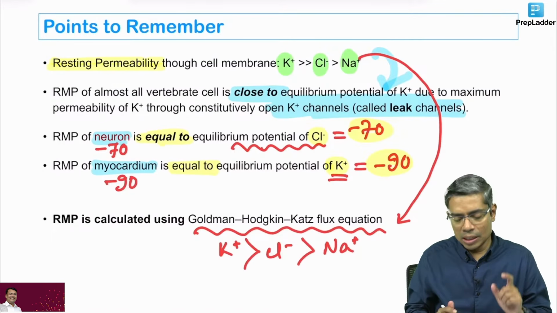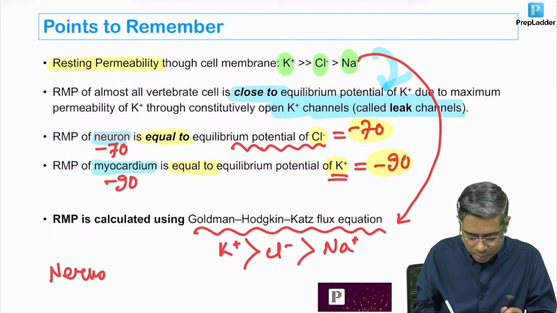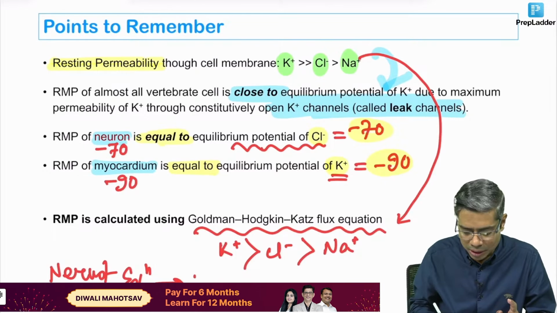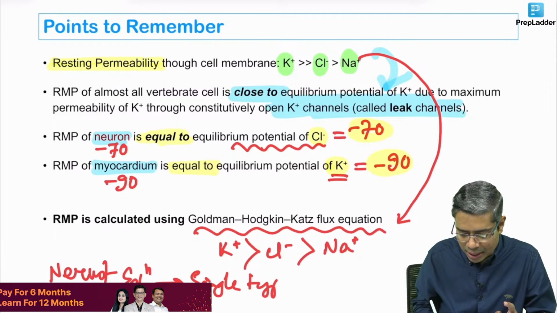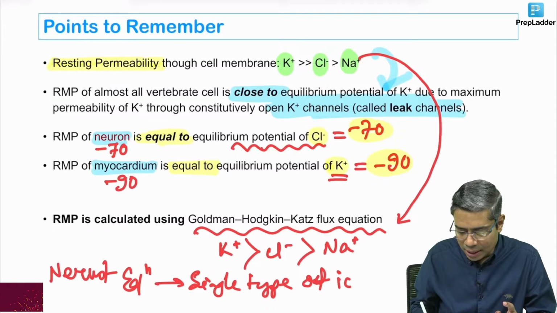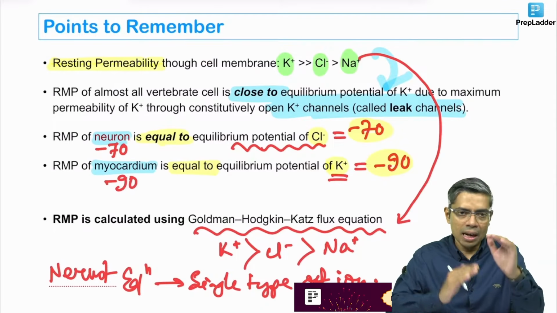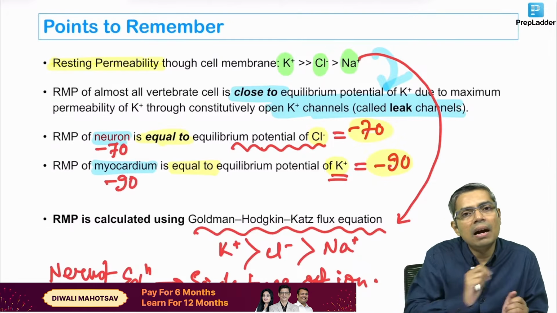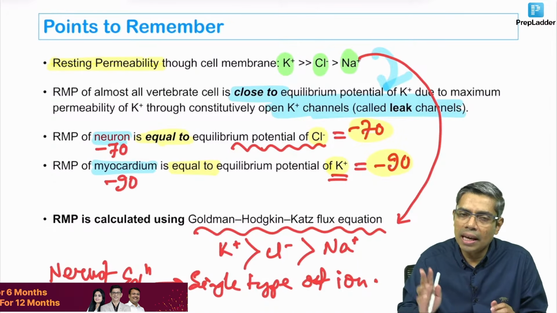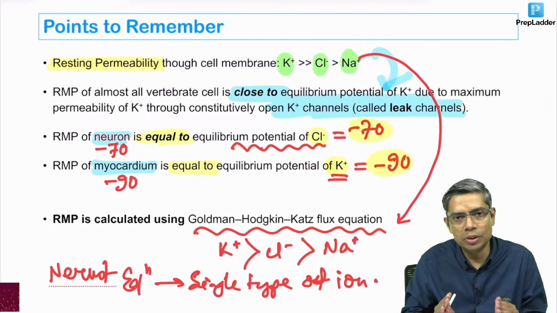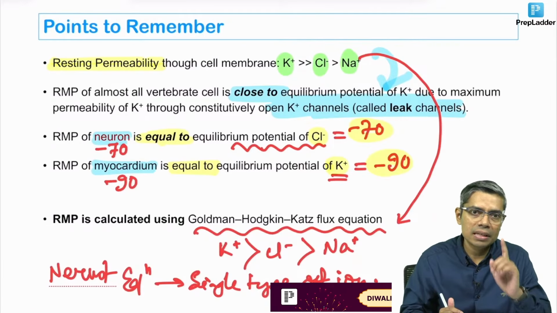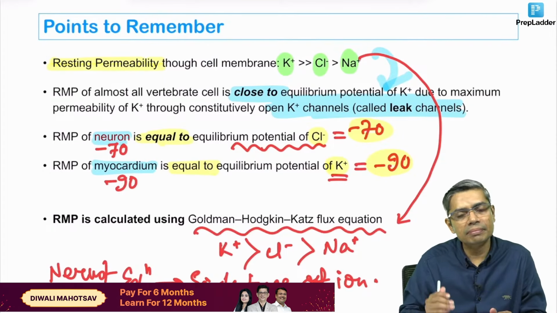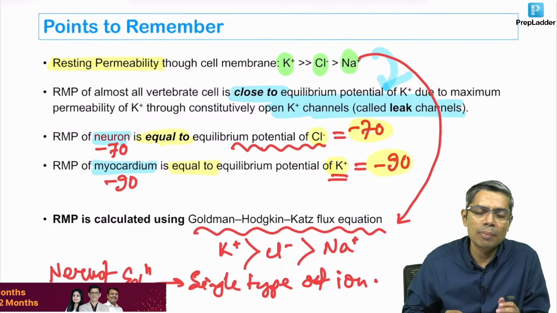So that's why you cannot take help of the Nernst equation, because the Nernst equation calculates the diffusion potential or equilibrium potential of which type of ion? Single type of ion, right? So whenever multiple ions are passing through the cell membrane, then the diffusion potential is like RMP, and the Goldman-Hodgkin-Katz equation has to be used for calculation of that. But whenever a single ion is passing through the cell membrane, then the potential can be easily calculated with the help of the Nernst equation.